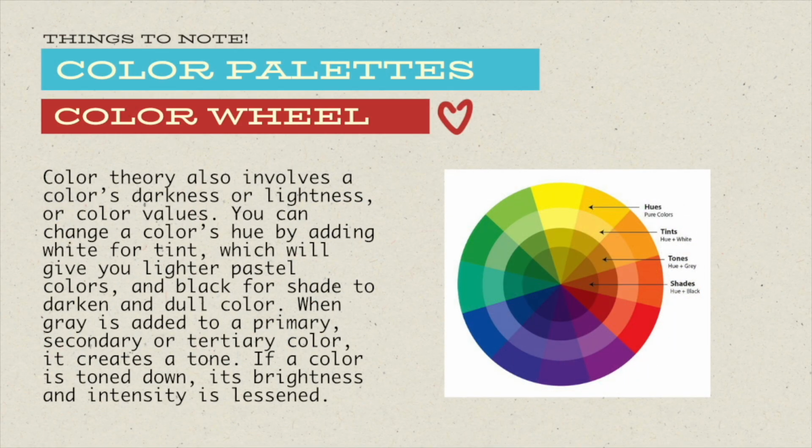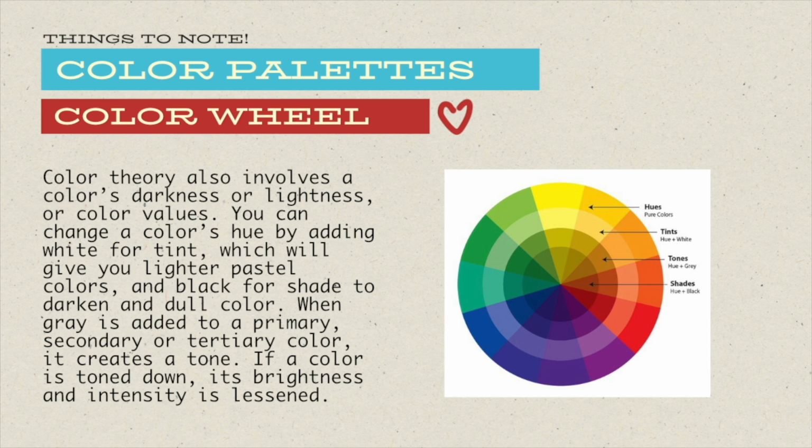Color theory also involves a color's darkness or lightness, or color values, and while we're not going to jump into color theory too deep, I did want to highlight how all of this plays into your selections when it comes to creating color schemes for your layouts. You can change a color's hue by adding white for a tint, which basically gives you lighter pastel colors. You can add black to a color to create a shade, which darkens and dulls the color. And when you add gray to a primary, secondary, or tertiary color, it creates a tone. If a color is toned down, its brightness and intensity is lessened.